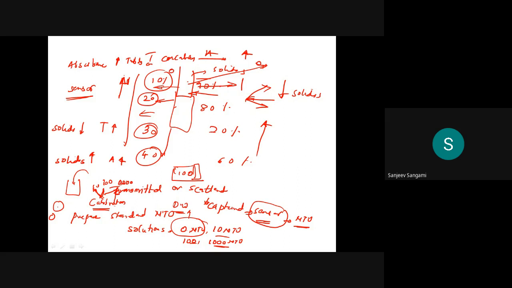Once the calibration is done, you place the unknown sample and just note the NTU value you get. So this is overall about the turbidity experiment. The remaining conductivity experiment we will have in the next class.